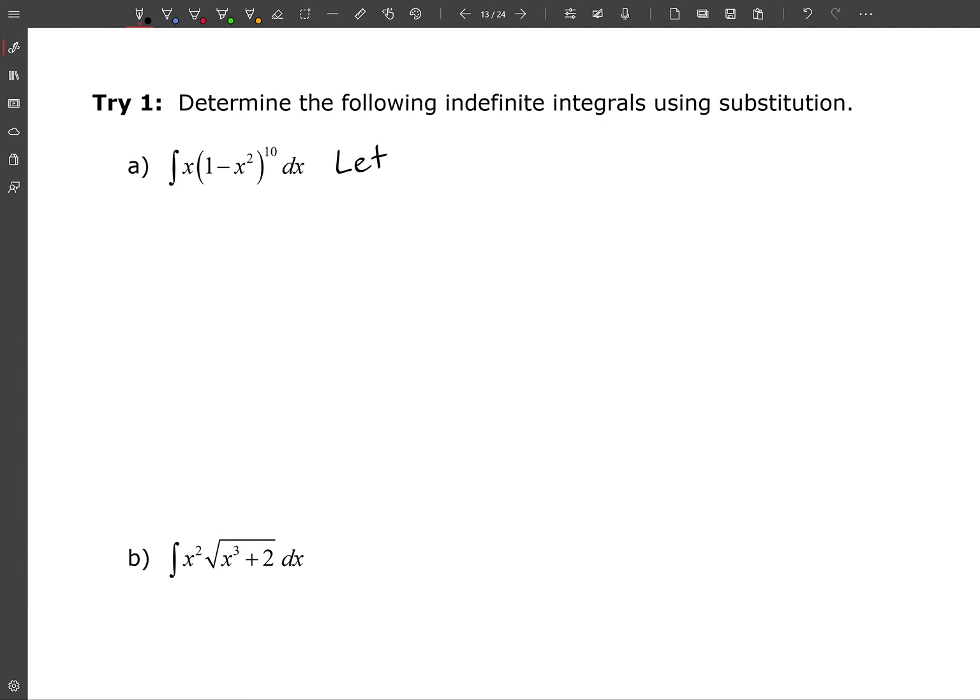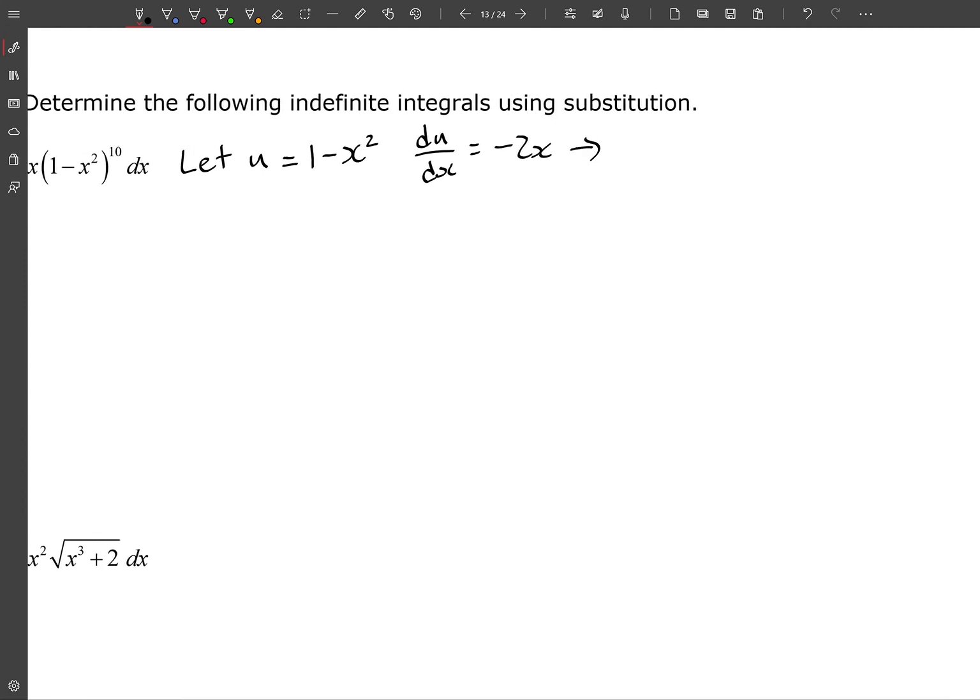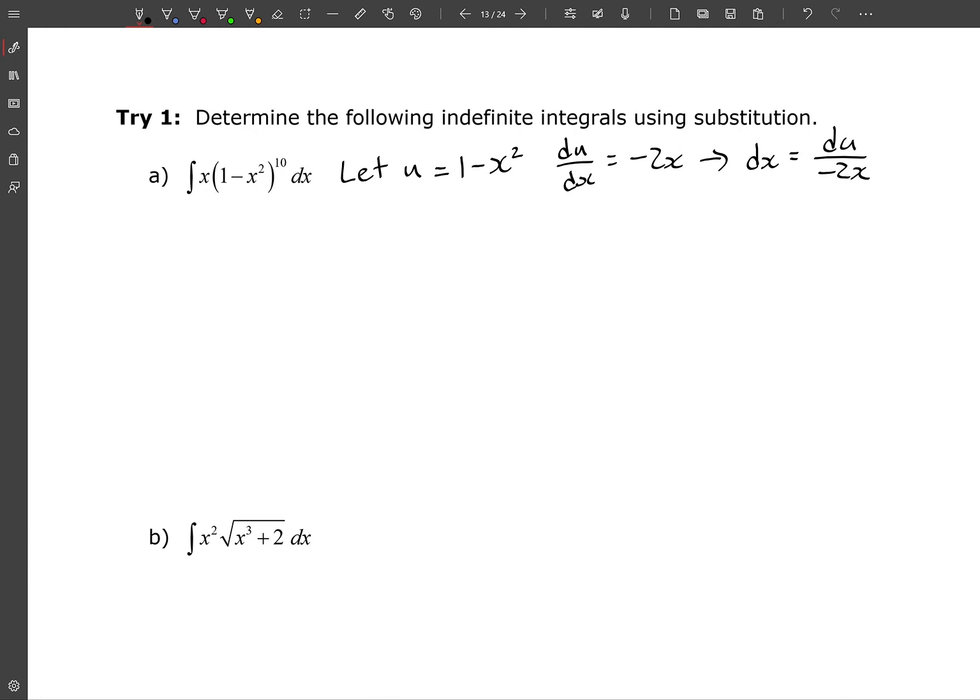So I'm going to let u equal 1 minus x squared in this case. That's my nice interior function there. Derivative of that is going to have just a singular x with the power of 1 on it. So du dx is equal to negative 2x, which gives me that dx is equal to du over negative 2x. All right, got my integral.